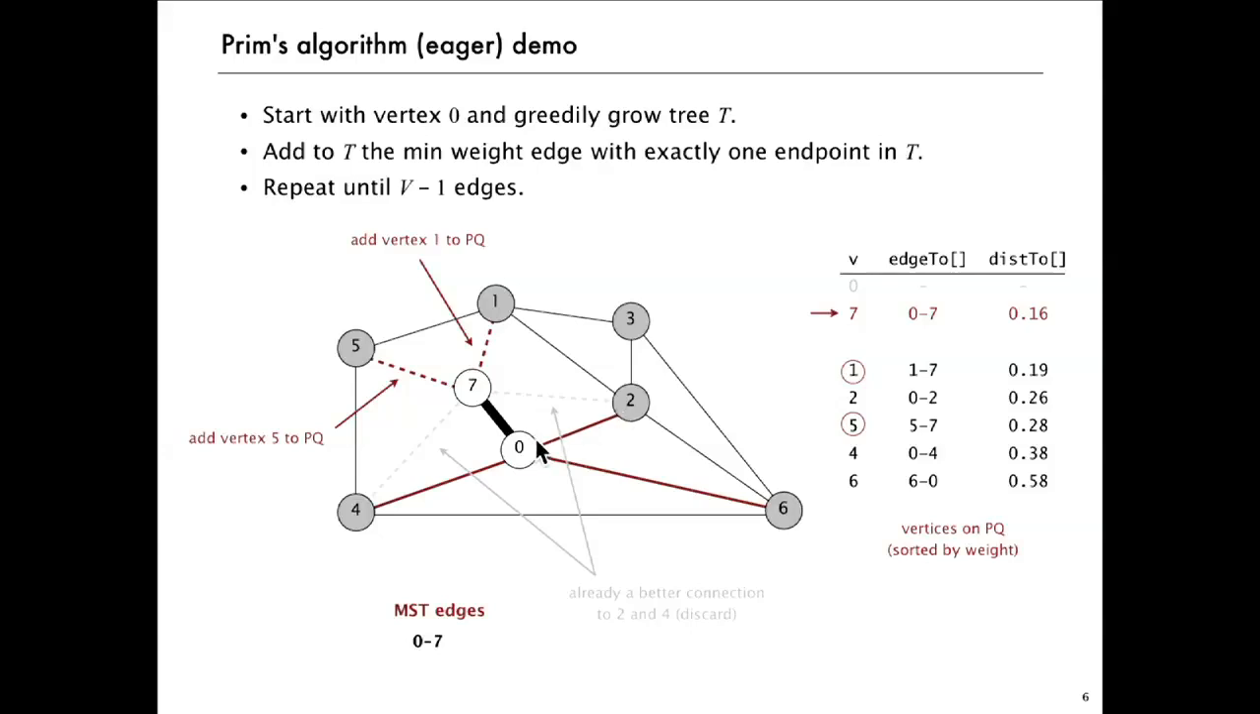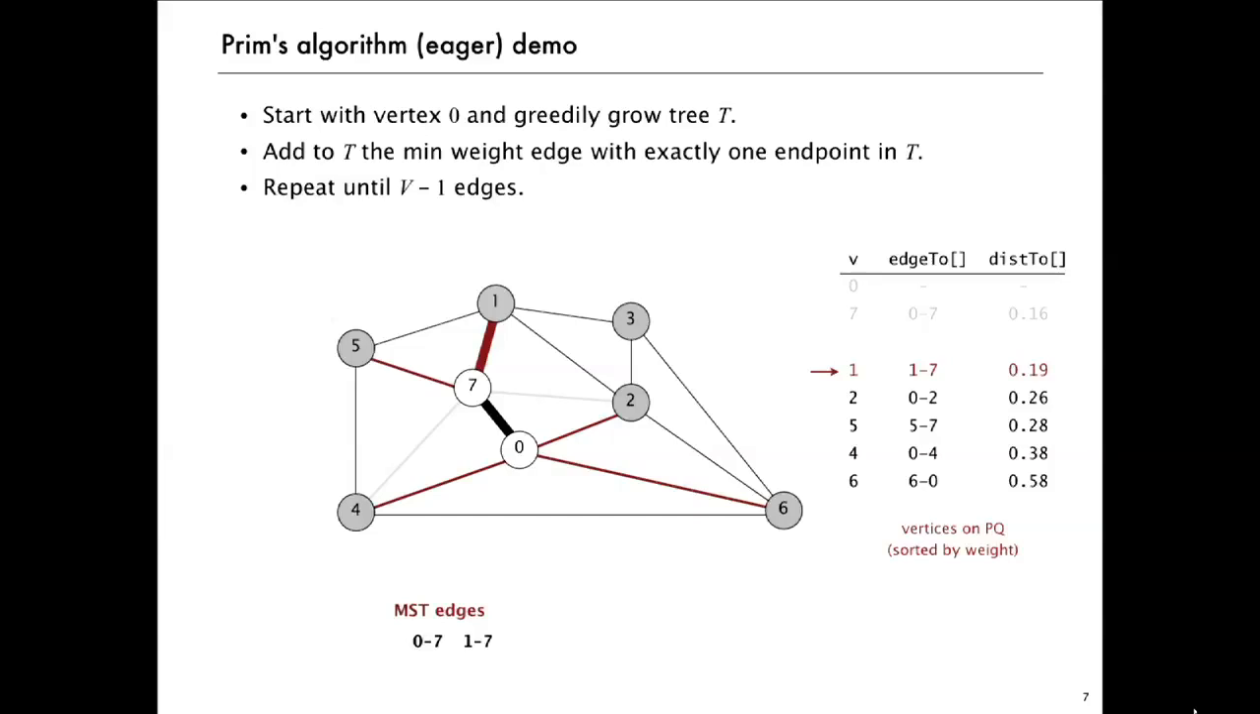That's 2-0, so we don't have to change anything. Same with 7-4. But 7-5 and 7-1, 1 and 5 are not on the priority queue, so we have to put them on the priority queue and then save the edges and length that get them to 7, which will get them to the tree. So now on our priority queue, we have our current tree, and we have all vertices that were within one edge of the tree, and the edge that gets them to the tree, and their length. So we're ready for another step of the algorithm.